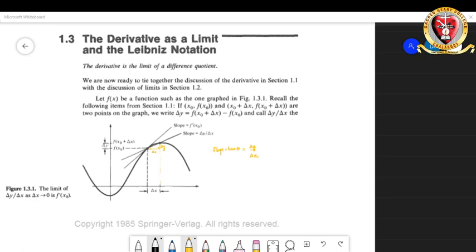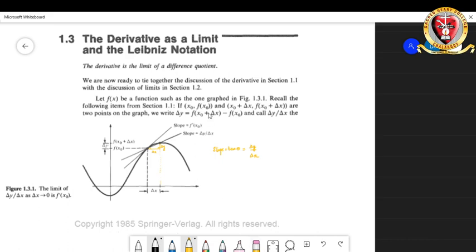In the earlier video lecture series, we had seen limits, continuity, and the prerequisites in order to define the derivatives, which are the main idea we are moving on to in these sections. So here we have section 1.3, which is the derivative as a limit and the Leibniz notation.